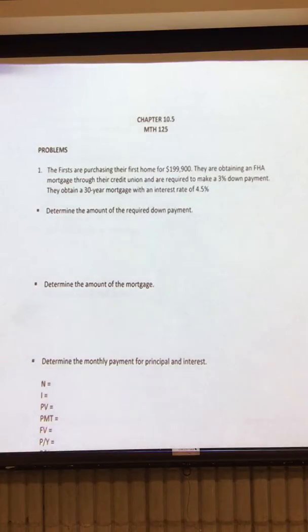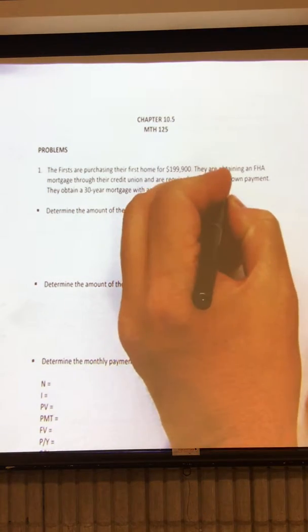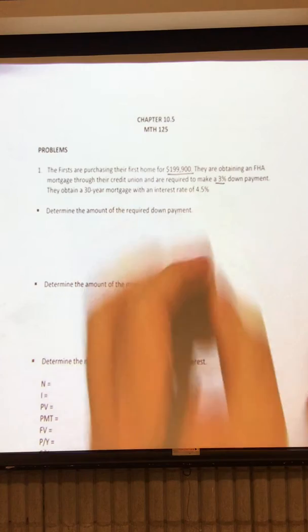Let's go to see the exercises for section 10.5. Problem number 1, we have to determine the amount of the down payment. The down payment will be 3% of the value of the house.